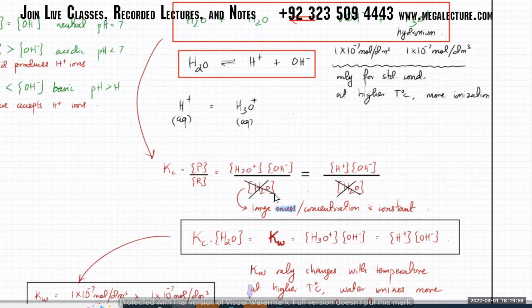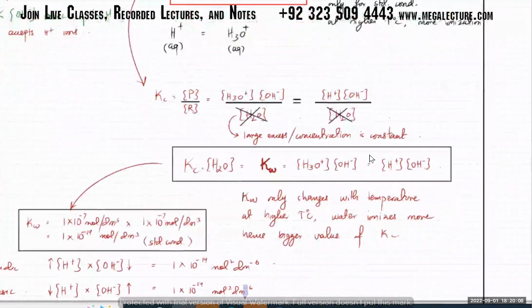So we take it as 1, okay? Solids are also taken as 1. In aqueous solutions, water is taken as 1. Keep that in mind. So you start calling it Kw. You have the same expression, you just call it the water constant.